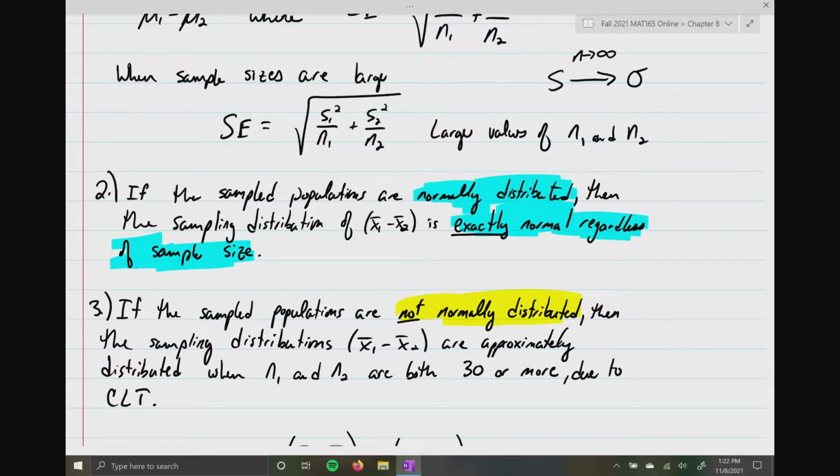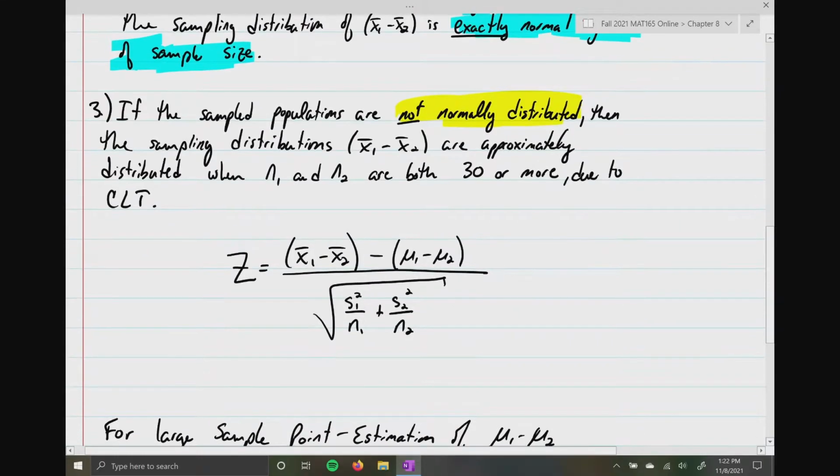Now, sometimes you just have bad data and there's nothing you can do with it. Other times, it may look slightly skewed, but if you just keep getting more samples, you're going to get something that is going to resemble a normal distribution. Now, we can figure out z-scores for the difference between two sample means by using the z-score formula, which is listed below.